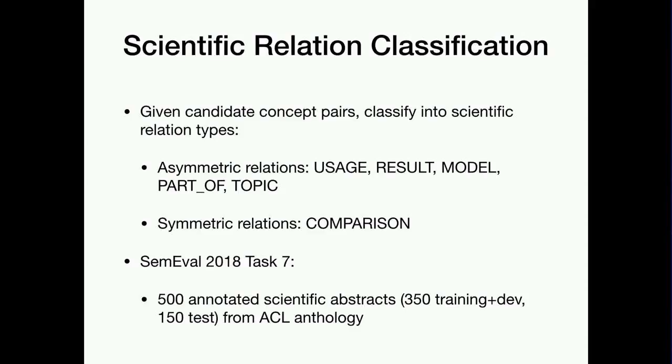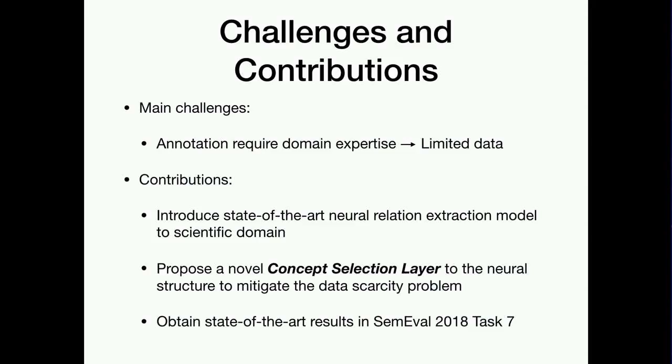So given the candidate concept pairs, we want to classify them into scientific relation types. We introduce 5 asymmetric relations, which are usage, result, model, part of, and topic, and 1 symmetric relation, which is comparison. The data set we use is Zamaraeva 2018 task 7, which has 500 annotated scientific abstracts from the ACL Anthology. The main challenge of this task is that the annotation is pretty hard, which requires domain expertise. So this results in only having limited training data.